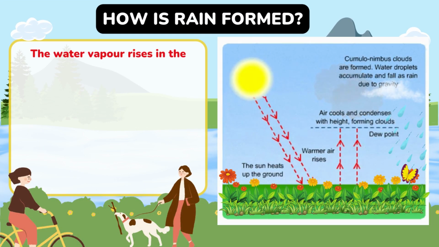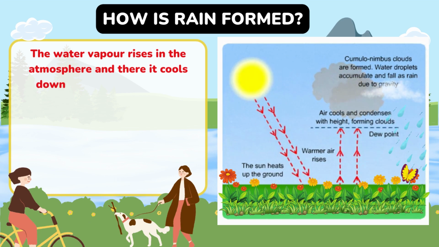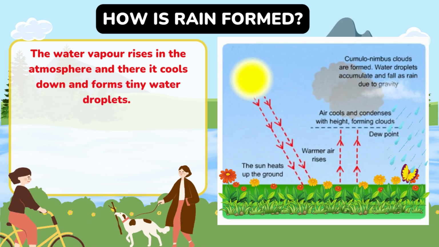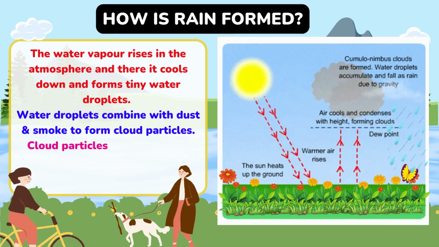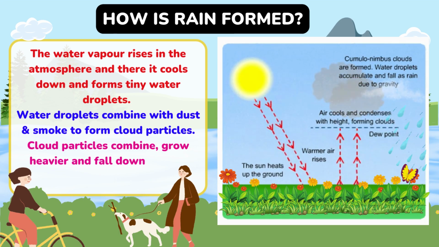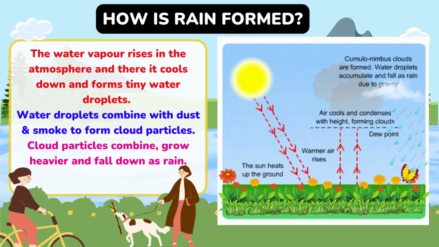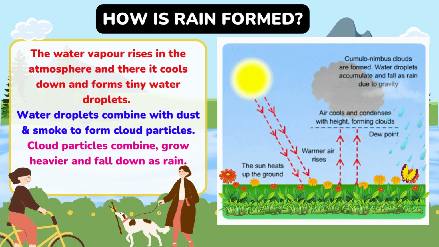How is rain formed? Due to the heat of the sun, water in the ground evaporates and produces water vapors. The water vapor that accumulated in the atmosphere eventually cools down due to the low temperature and forms water droplets. Later, water droplets combine with dust and smoke particles to form cloud droplets. A large number of cloud droplets combine and fall down as rainfall.